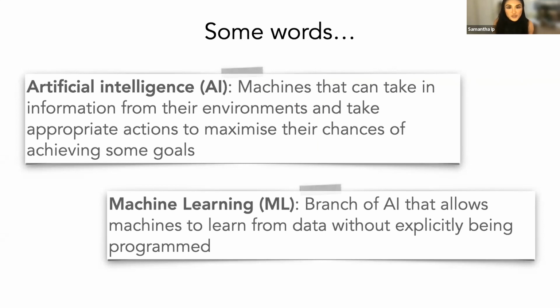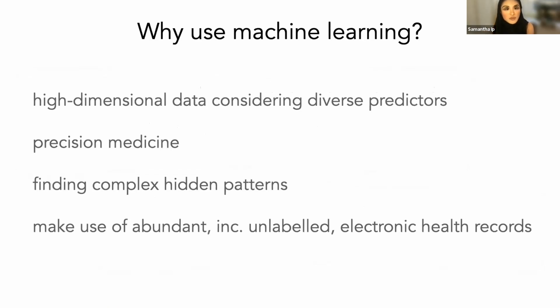This is a definition we're going to run by for our purposes here. Machine learning, ML, is a branch of AI that allows machines to learn from the data without you explicitly programming its responses, for example, what it should learn. So why use machine learning at all? Don't we have lots of traditional tools?